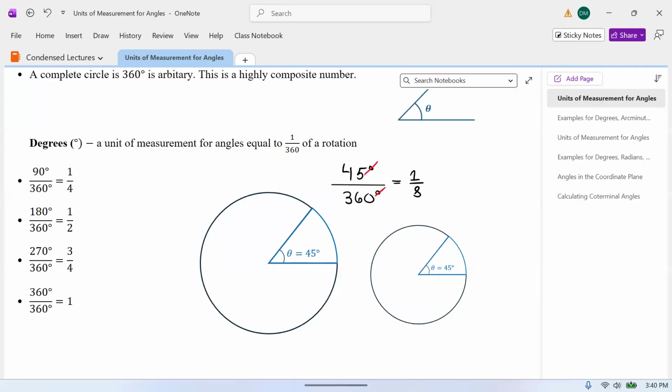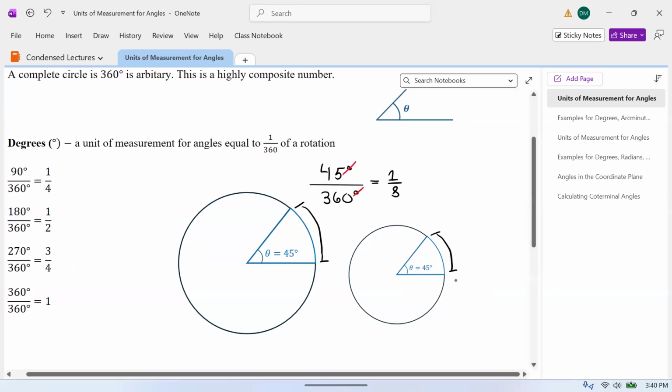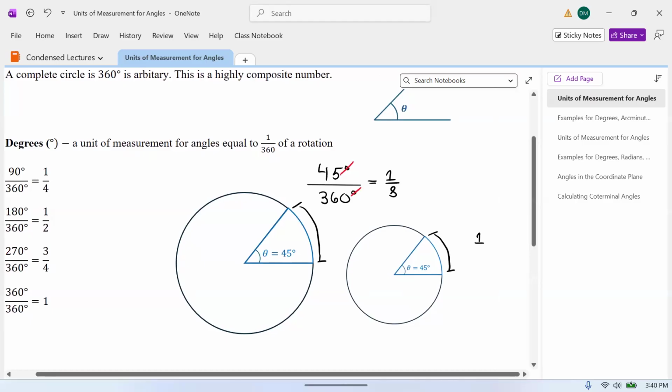So whatever this length is here, the length of this arc, it's 1/8 of the circumference. Now notice I could also have a smaller circle, and so I would also have a smaller circumference. So yes, I have a smaller arc generated by my 45 degrees, but it's still 1/8 of my tiny circle.